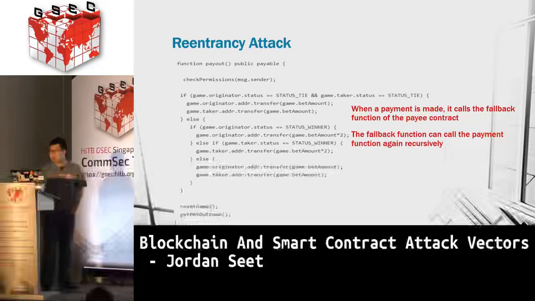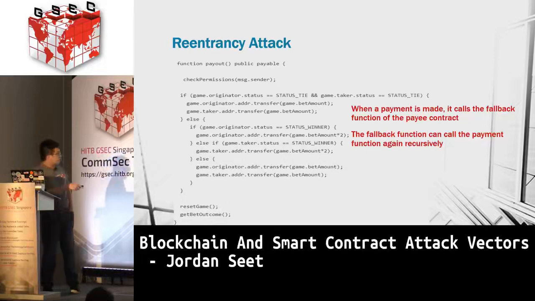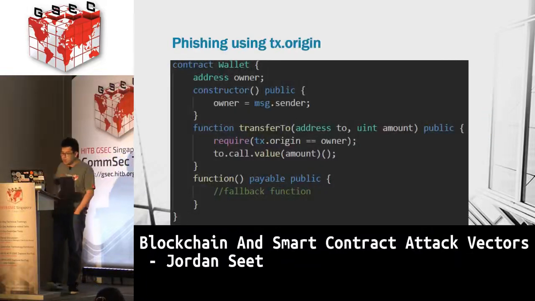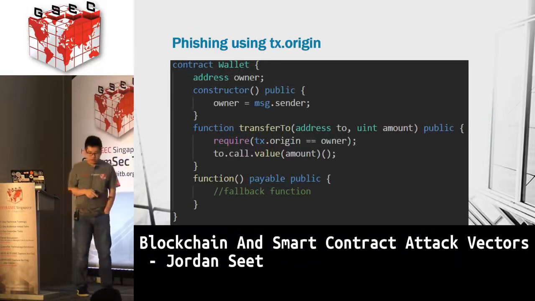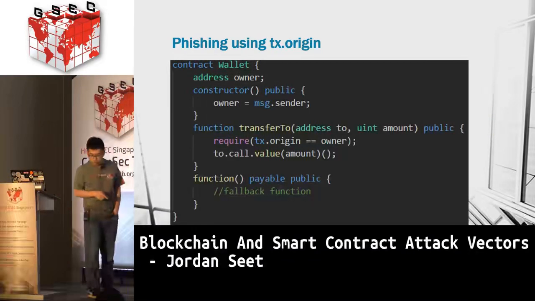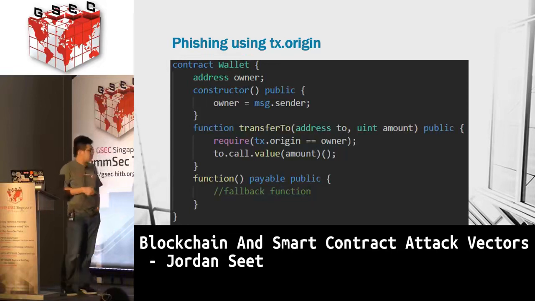So solutions can be, you can set a Boolean over here, for example, or you can even deduct the transferable amount from the balances before conducting the transfer. So that's one way to do it. We can do phishing as well using transaction.origin. This is very Ethereum specific. Perhaps due to lack of time, I'll just skim through this.